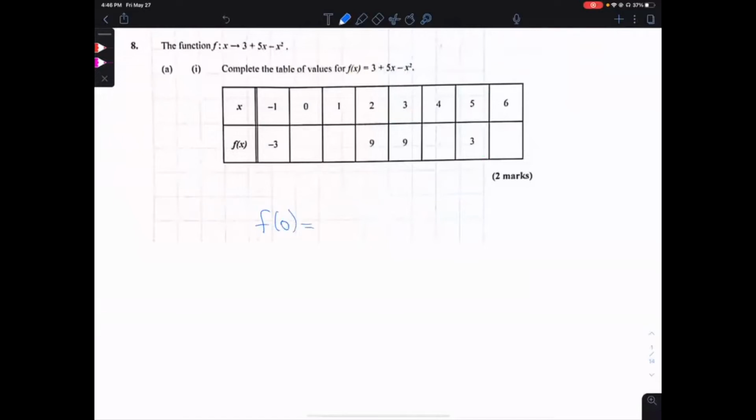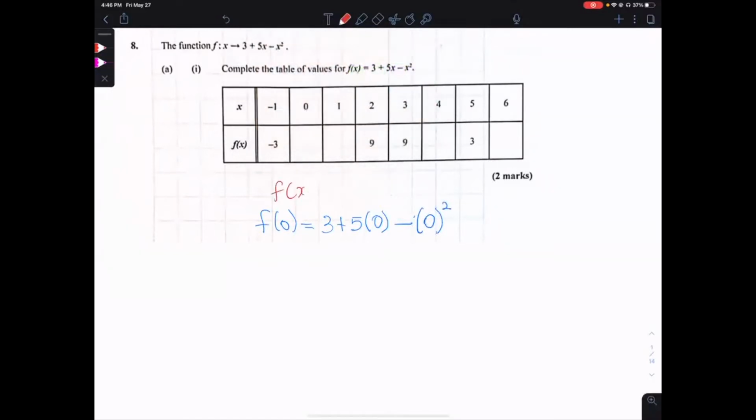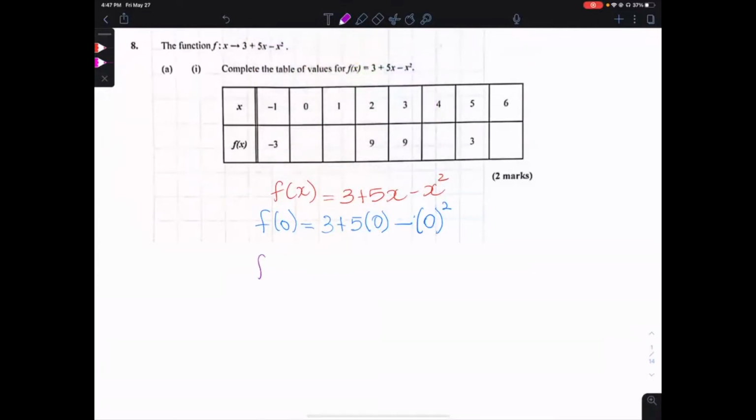So in the calculator, you are putting 3 plus 5 by 0 minus 0 squared, right? Because the function f of x is defined as 3 plus 5x minus x squared. So go ahead, put in the values in the calculator. You're finding f of 0. The next one we are going to find f of 1.